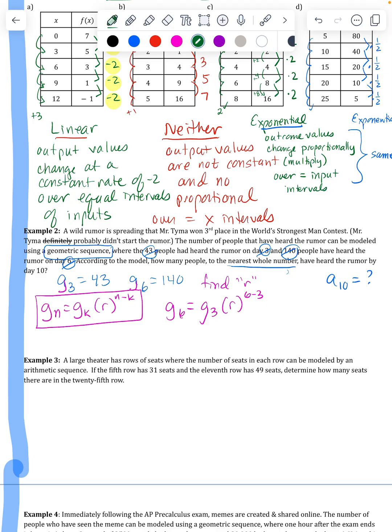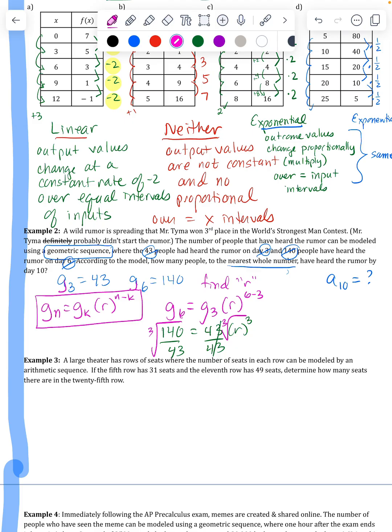What is the 6th term? 140. What about the 3rd? 43. That will give me R to the 6 minus 3, which is the 3rd power. Now I can keep solving to get to R. So if I do 140 over 43, that does not reduce at all. And to get R alone, I'm going to need a 3rd power, cube root, I mean. So I need the cube root of this entire thing.